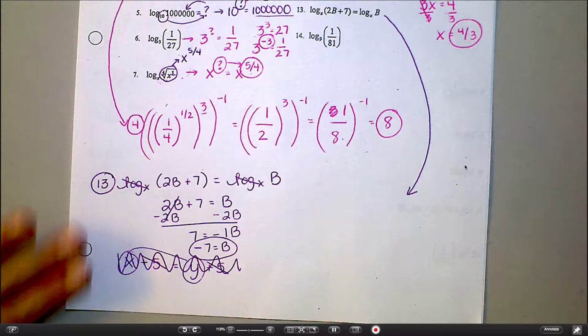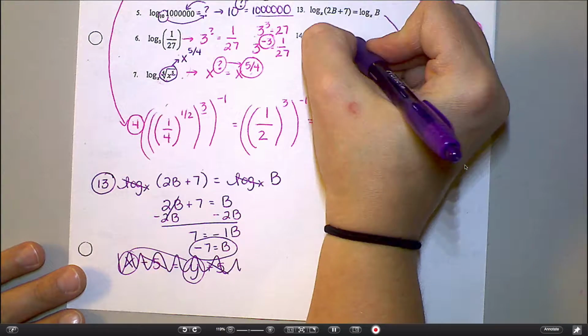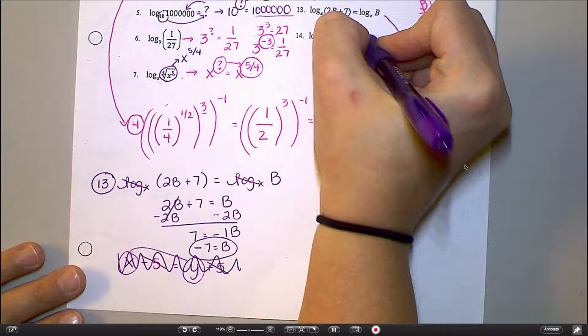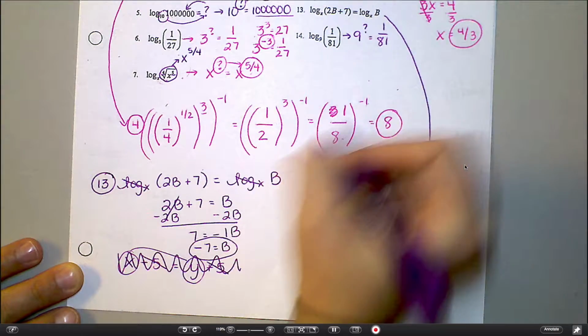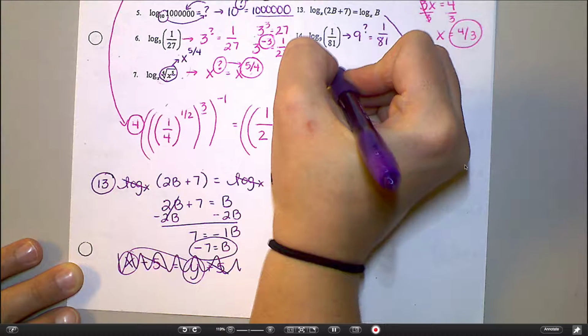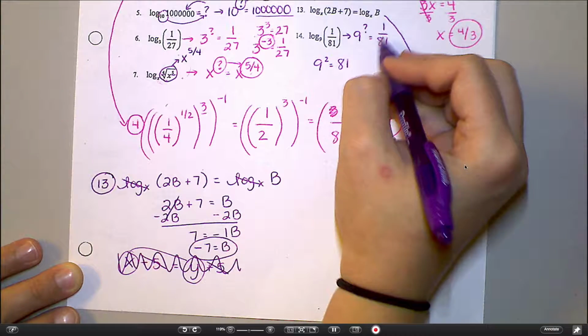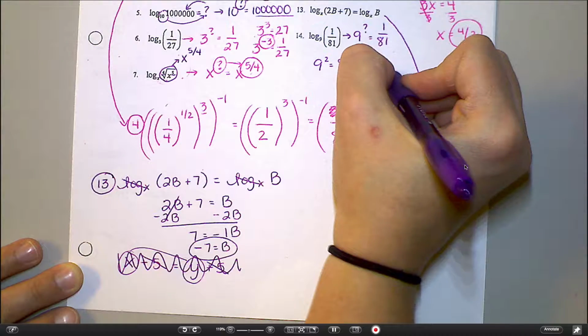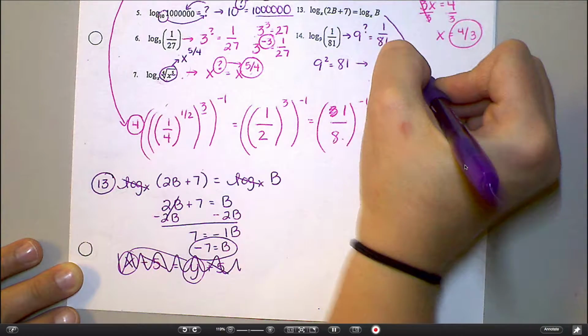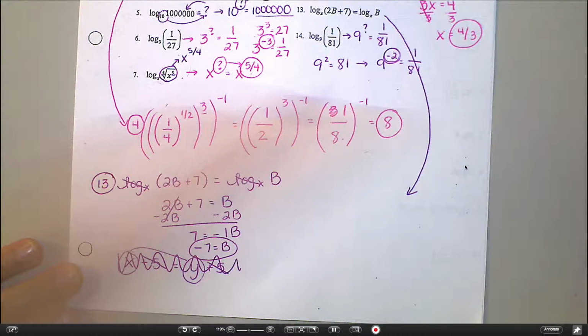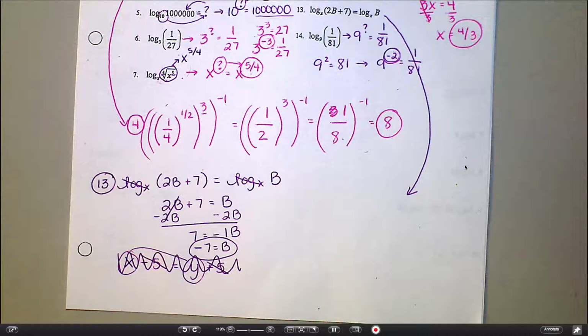And then number 14. 14 is asking, 9 to what power is equal to 1 over 81? Well, I know 9 squared gives me 81, and then to make it a reciprocal, I would have to make it a negative. So 9 to the negative 2 is equal to 1 over 81, and so the answer that I'm looking for there is negative 2.